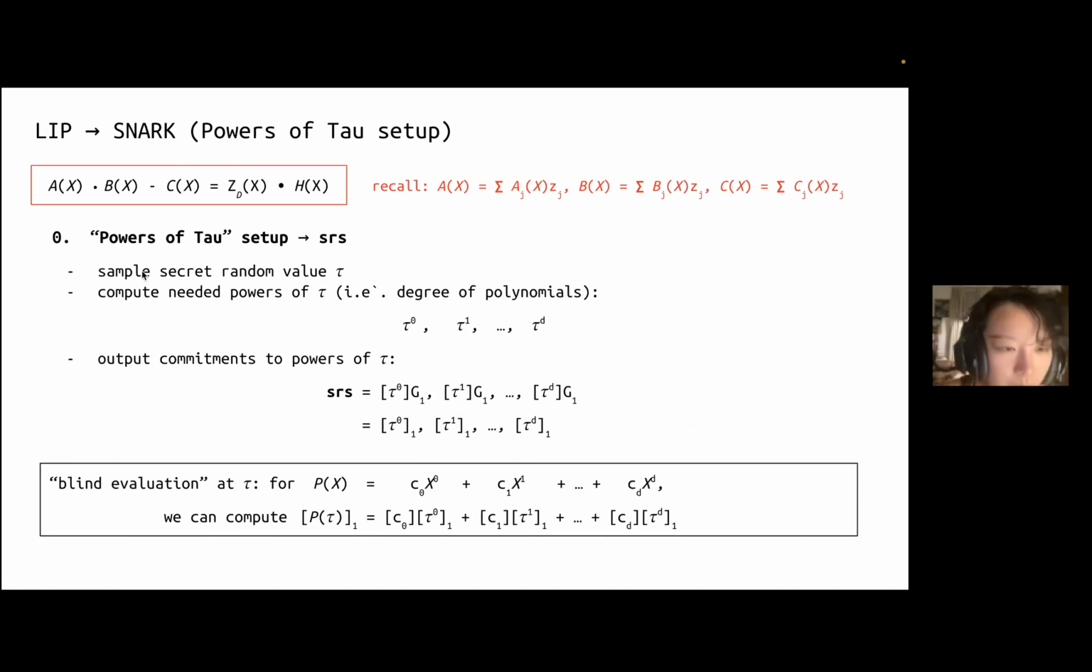Basically, use an MPC, multi-party computation, to get a random value tau, and in fact to get all the necessary powers of this tau so that we can evaluate degree d polynomials. The output of this setup process is a structured reference string, SRS, that contains just commitments to these powers of tau. Commitments here are basically: to commit to tau^0, you take a scalar multiplication of tau^0 with a group element G1, and that's also denoted with this subscript 1 notation. This is the convention we'll use for the rest of these slides.